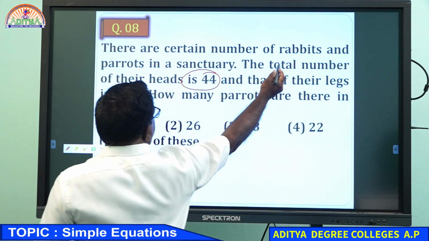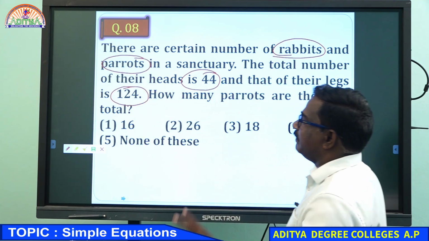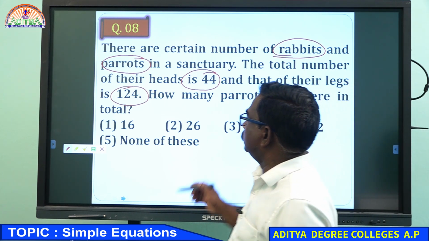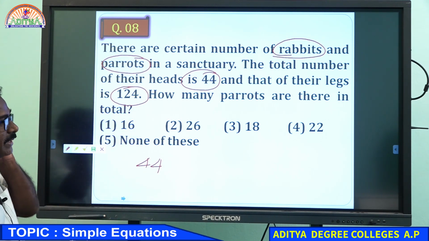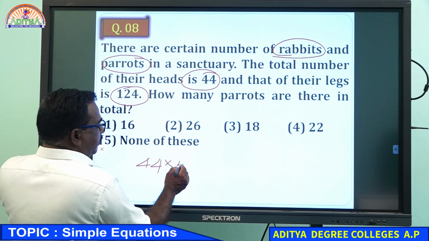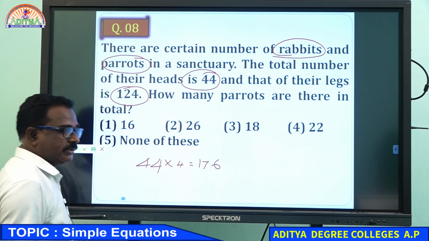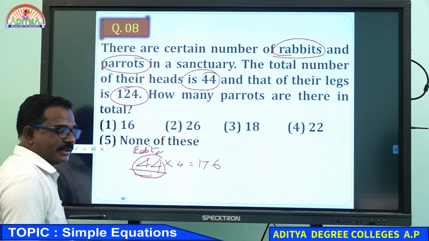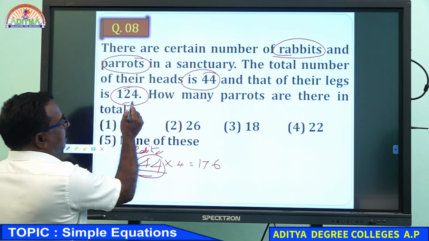Suppose rabbits, if you take, how many legs will there be, and parrots, how many legs will there be? Parrots have 2 legs and rabbits have 4 legs. Now suppose all 44 heads are there, meaning 44 rabbits or 44 parrots mixed. If you take all as rabbits, how much will you get? 4 into 44, 176 legs you need to get, but how many are there?